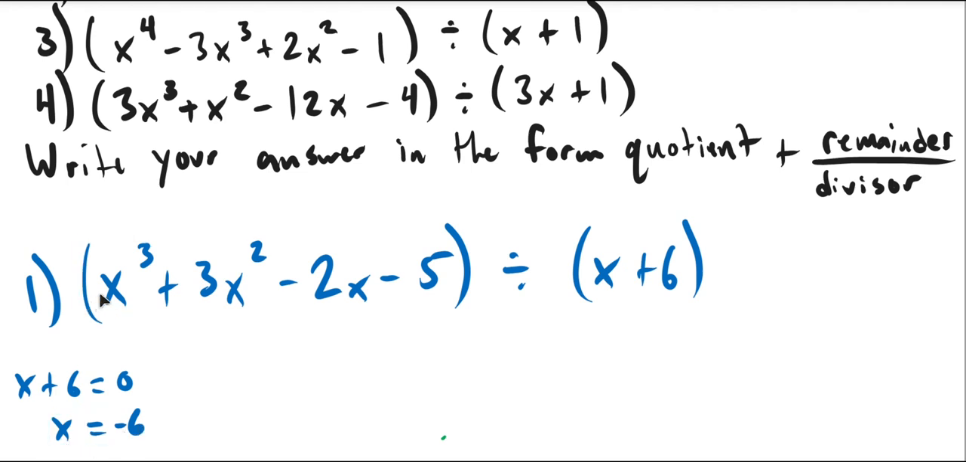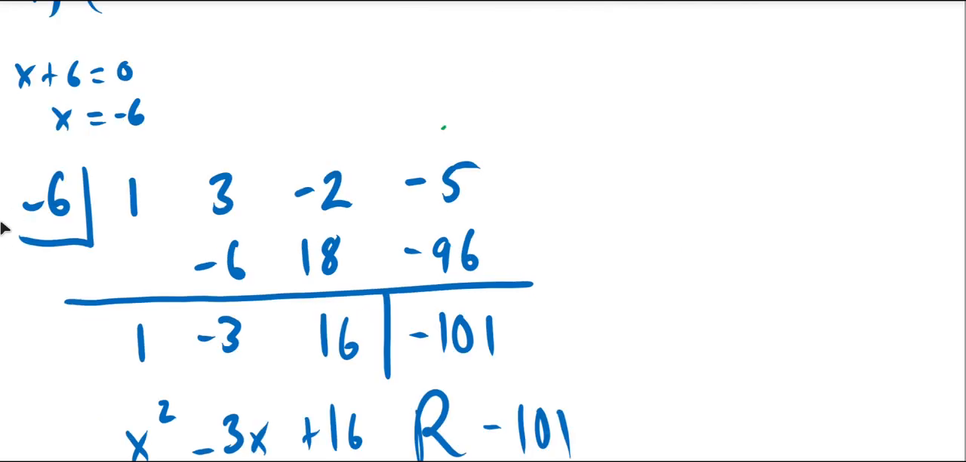Then we encode the coefficients 1, 3, minus 2, and minus 5 into the following setup: 1, 3, minus 2, and minus 5. The 1 drops straight down. Minus 6 times this is minus 6. Adding these together, we get minus 3. Minus 6 times minus 3 is positive 18. Adding these together, we get 16.